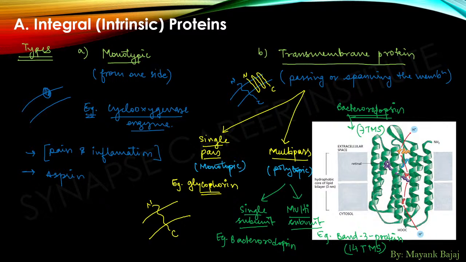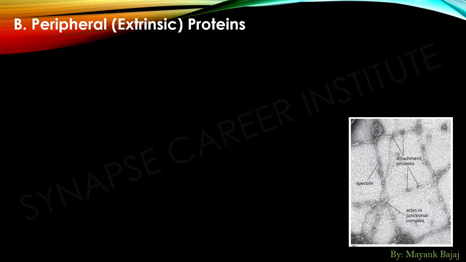Okay, so the next type is extrinsic membrane protein, right? We have extrinsic membrane proteins and peripheral proteins. So peripheral proteins are the ones that are not embedded inside the membrane, but they are present somewhat on the membrane, you can say. They are kind of attached on top of the membrane, right?